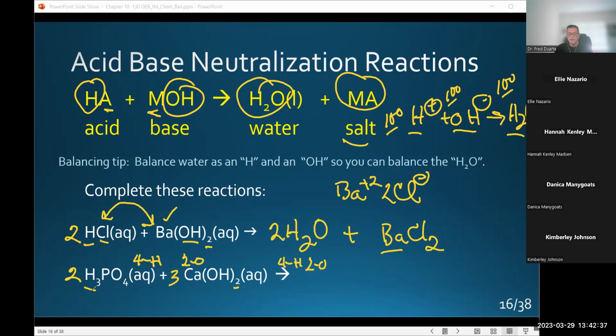In doing so, that gives me 6 protons and 6 hydroxides, which when they react, guess what? It will give me 6 waters. Now I got to deal with the salt, which is calcium and phosphate.